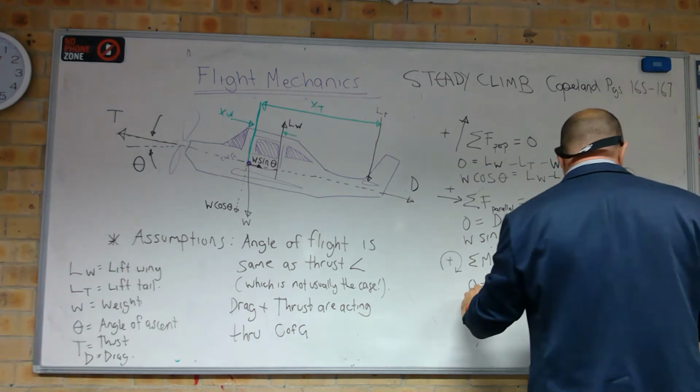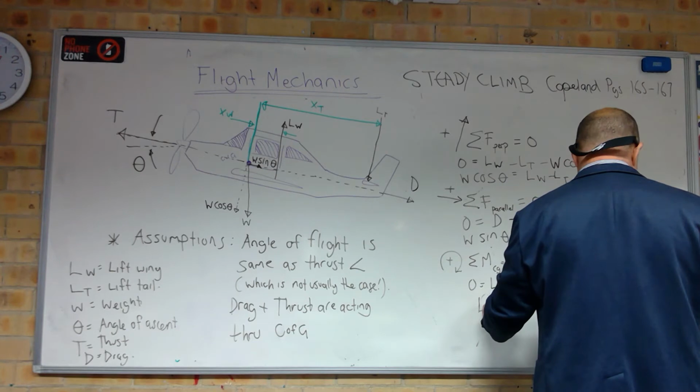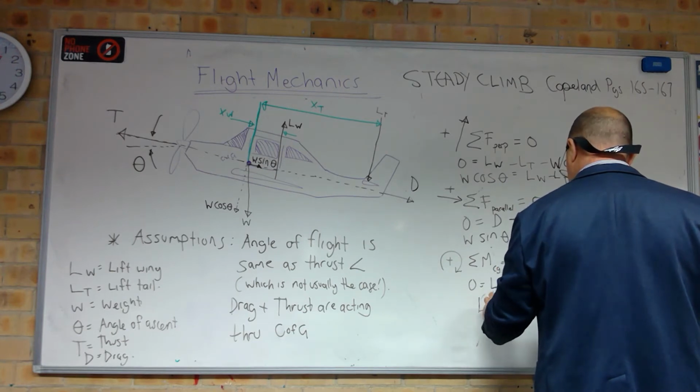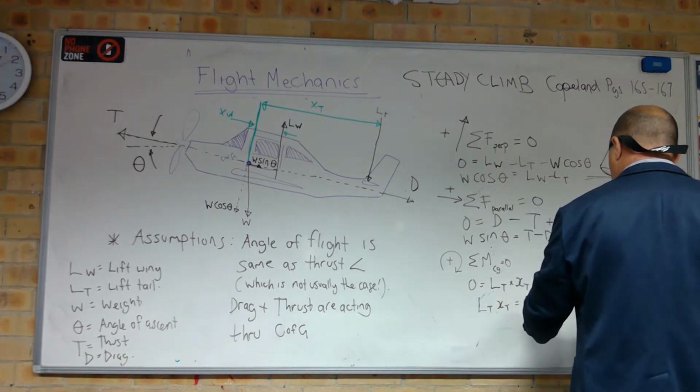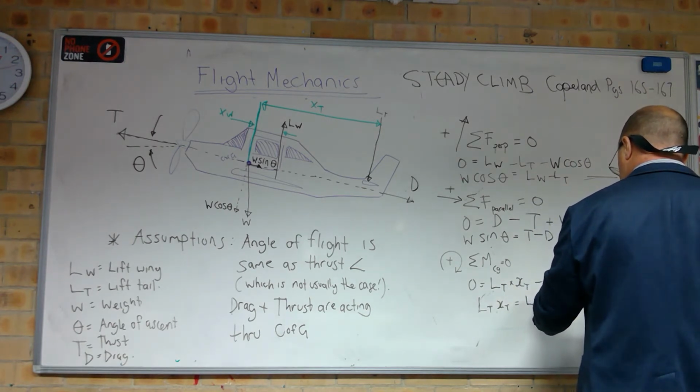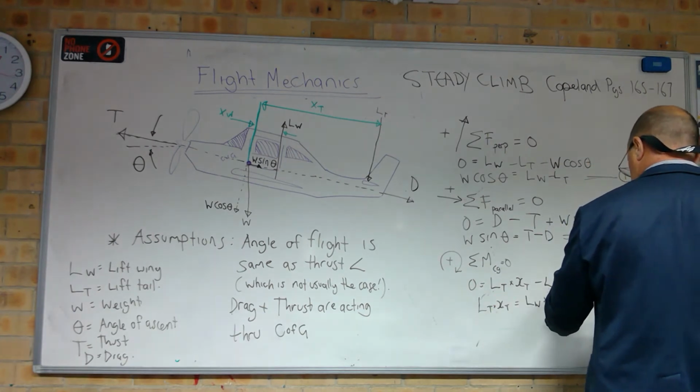So we end up with LT times XT, distance of the tail, is equal to lift of the wing times XW.